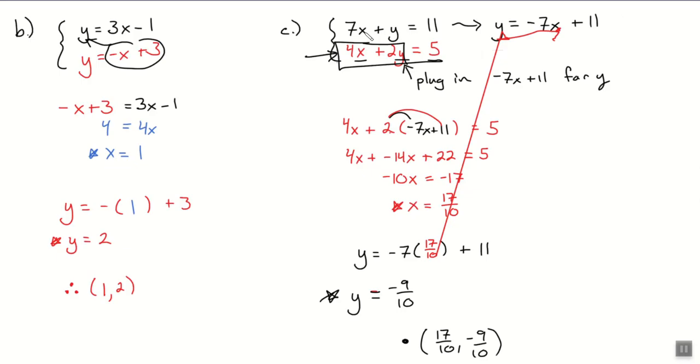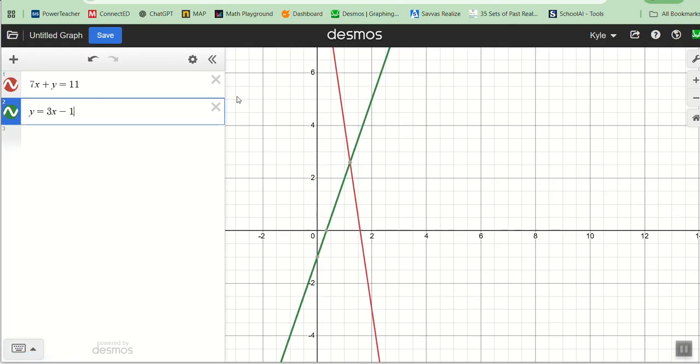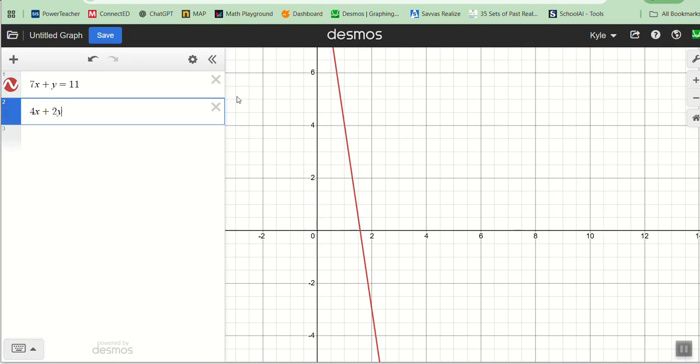I'm going to just type 7x plus y equals 11. What's the other one? 4x plus 2y is 5. Okay, we just found mathematically, without ever having to graph these ugly numbers, that the intersection should be at 1.7 and negative 0.9, right? Hey, whoa, we got it.